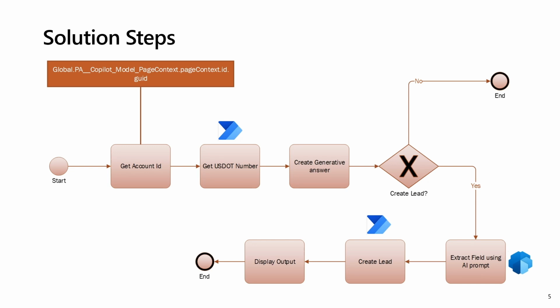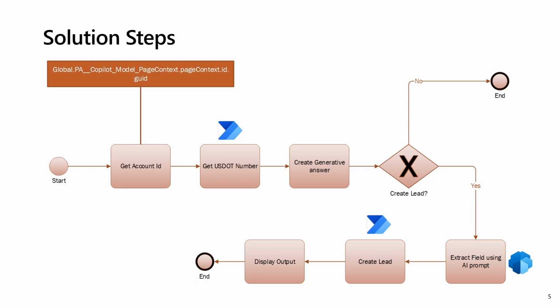So these are the solution steps. The process starts when a user types a prompt on an account form. The very first thing the Copilot will do is get the account ID. It is stored in a global variable, pagecontext.pagecontext.id.grid. Once we have the account ID, in the next step, we will be calling a Power Automate flow to get the US DOT number stored in the account record.